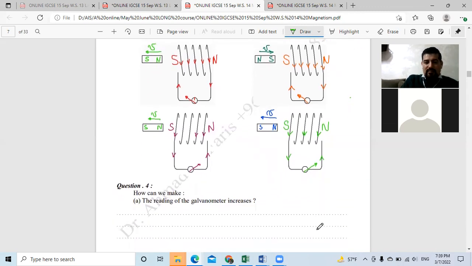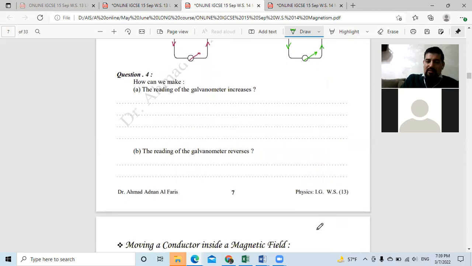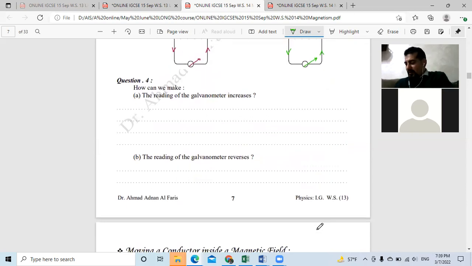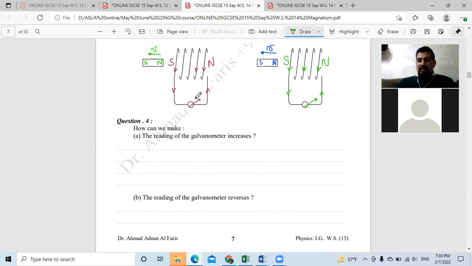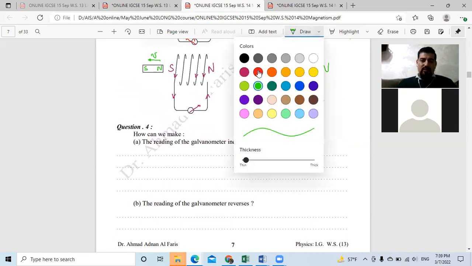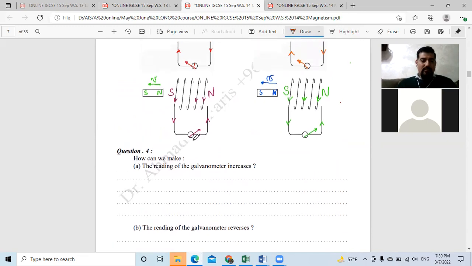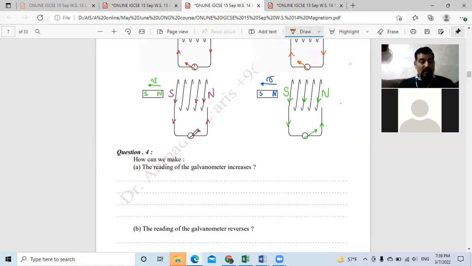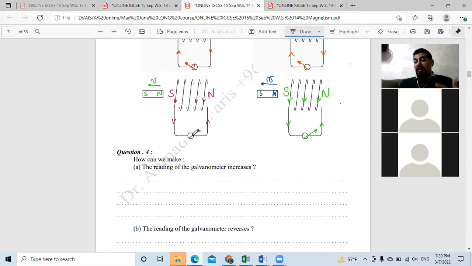Now, as usual, we have a question here. How can we make the reading of the galvanometer or the voltmeter higher? Who can tell me what I need to do to make the reading of the induced current higher? Higher voltage. How can I make it higher voltage? There is no battery here. I need to induce voltage.